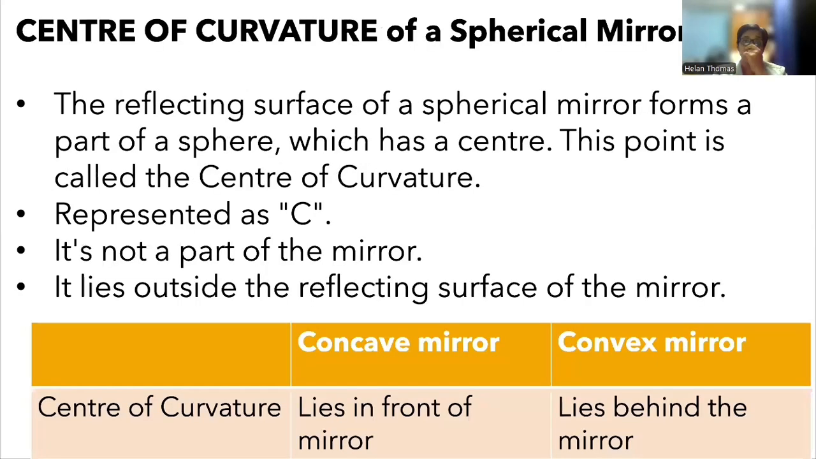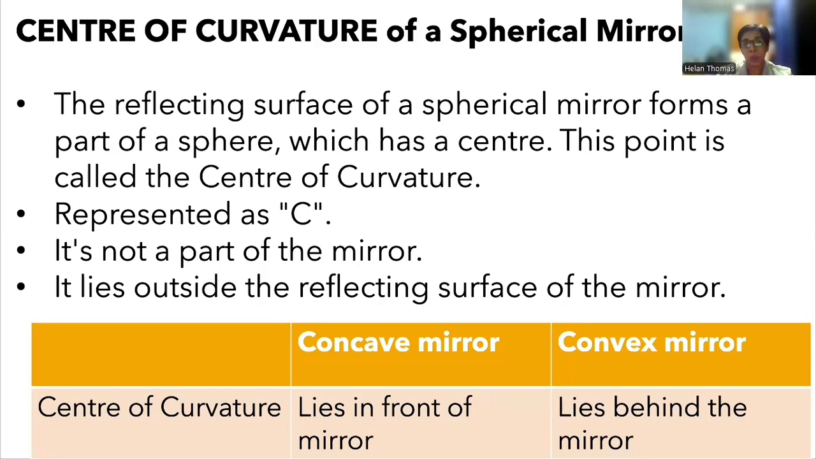So the center of curvature of a spherical mirror. The center, as I said, be it a concave or convex mirror, the spherical mirror appears to belong to a sphere, which has a center. And that center of that particular sphere is called the center of curvature. So that is represented as C.